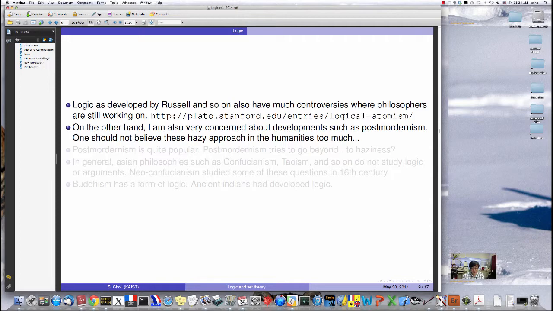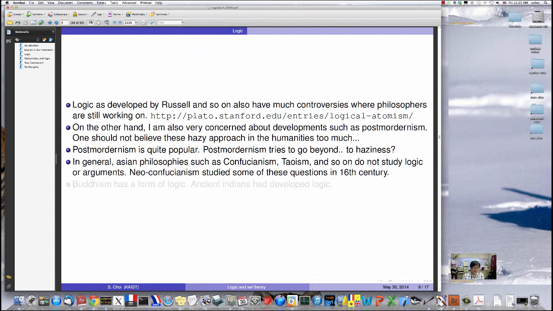On the other hand, there are other developments such as postmodernism, and they of course do not believe in logical atomism, but one should not really believe in these approaches too much. Of course, postmodernism is quite popular and is taught everywhere in the colleges, but what is their contribution, we really don't know.